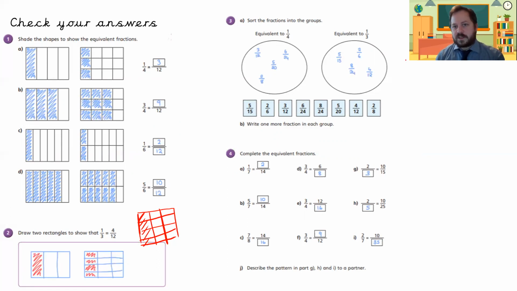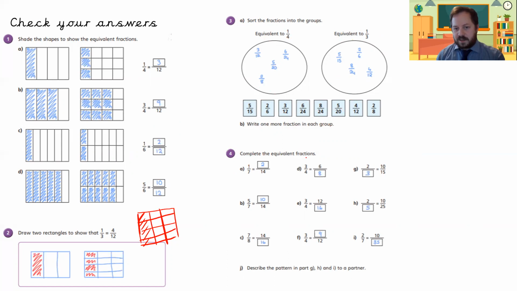Number 3 is sort these fractions into groups. So which one of them is equivalent to 1/4, which one's equivalent to 1/3, and you just take these, check them against which ones they're equivalent to, and put them into their parts. So this is how they're split up, and then obviously you can think of another one that you could try and put into each one if you like.